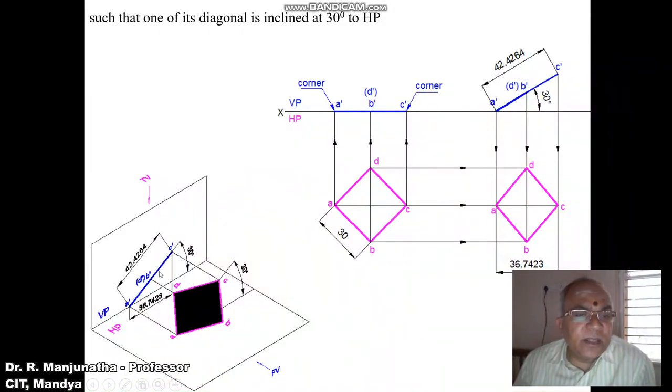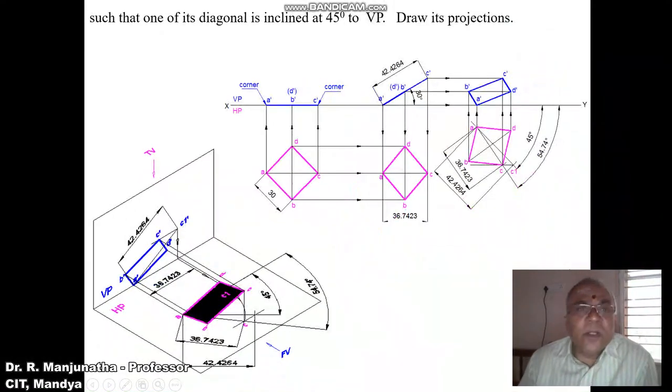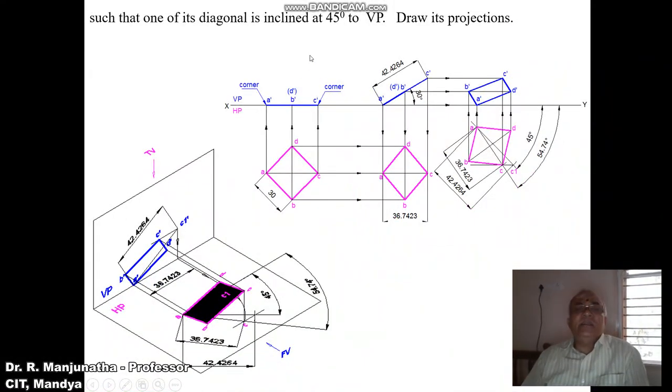We can see here the diagonal, so that we are going to see the surface become a line here. Once the surface is inclined, the diagonal AC will also become inclined, so naturally we are going to get the apparent length. Then, such that one of its diagonals is inclined to VP also at 45 degrees, the inclination given is a true inclination. So we need to find out the apparent length.